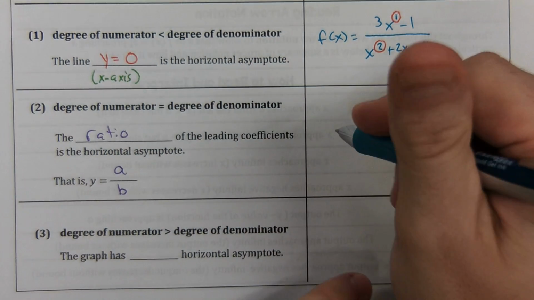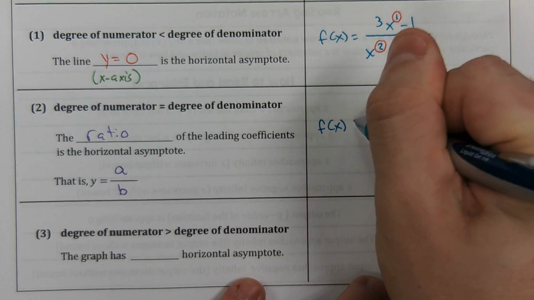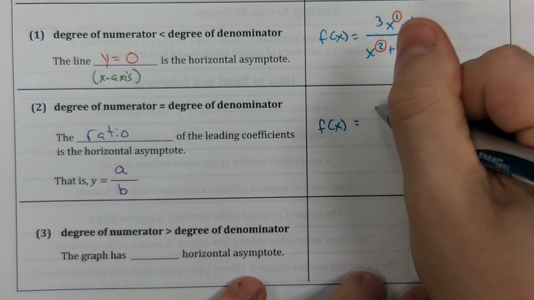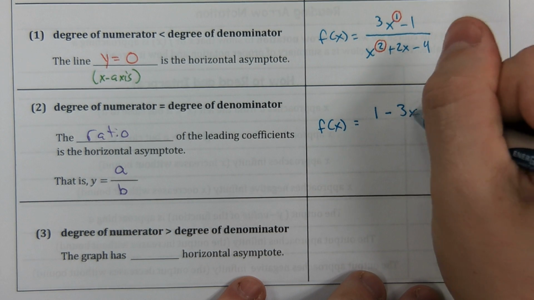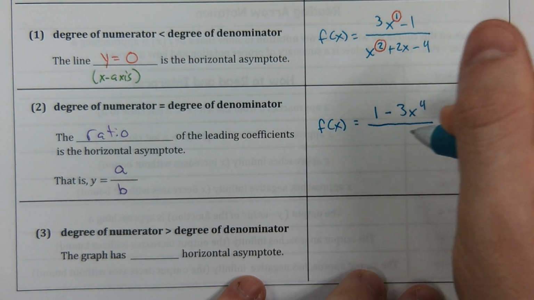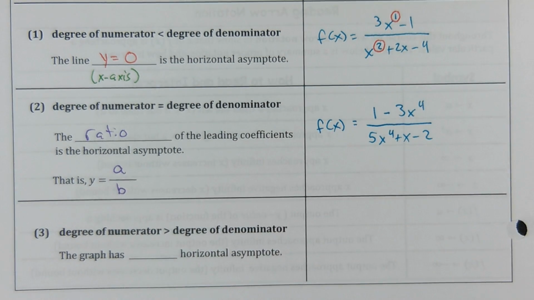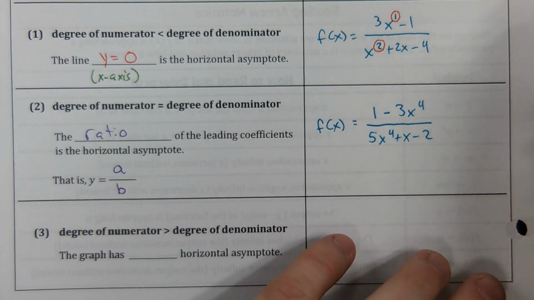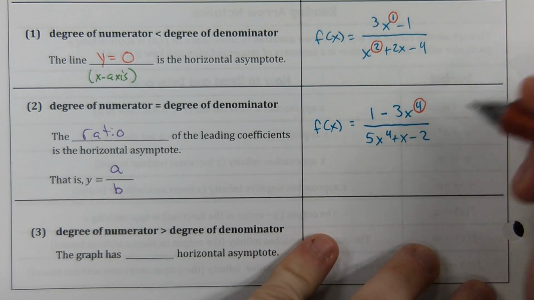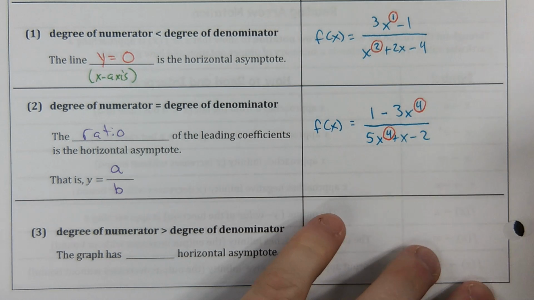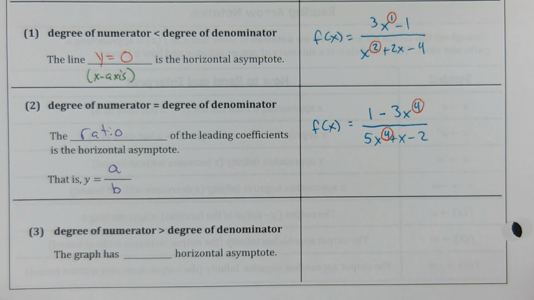For example, I'm just making some stuff up here, okay? The degree of the numerator is 4. The degree of the denominator is 4. I'm aware that I wrote the numerator out of order. I did that on purpose, because it's your job to always be looking for the degree, knowing that it's the biggest exponent.